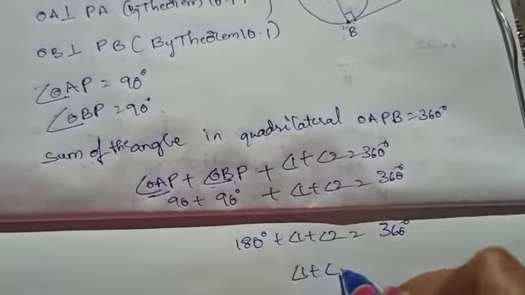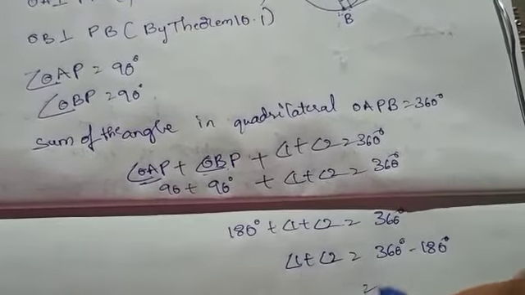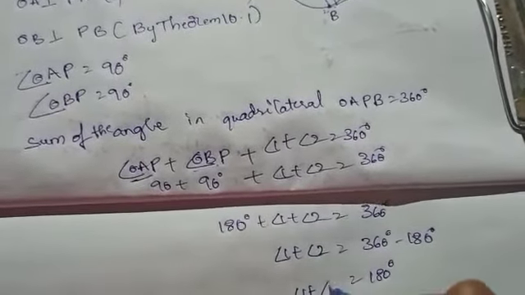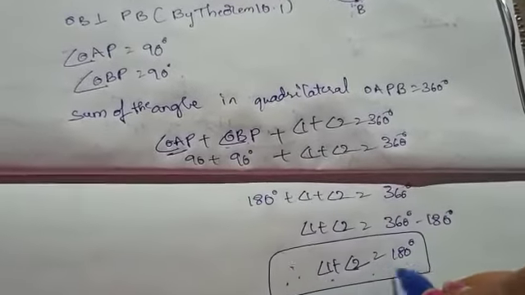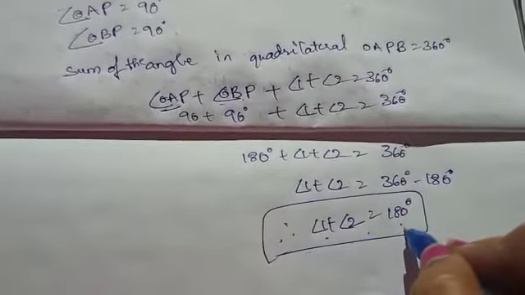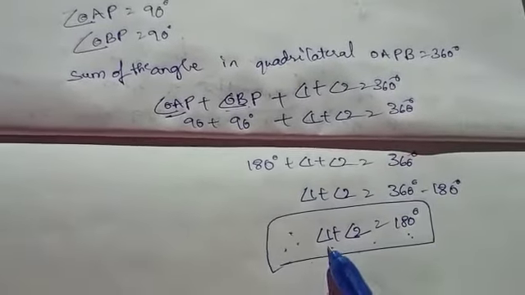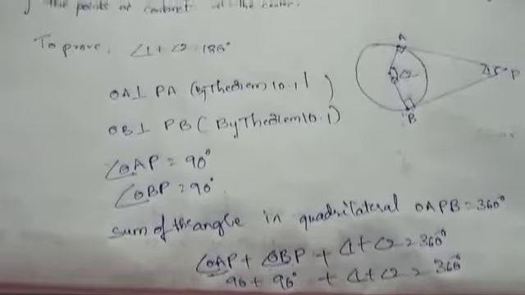Angle 1 plus angle 2 equals 360 degrees minus 180 degrees. 360 minus 180 is 180. Therefore, angle 1 plus angle 2 equals 180 degrees. It means the sum of the two angles equals 180 degrees. So, angle 1 and angle 2 are supplementary angles.